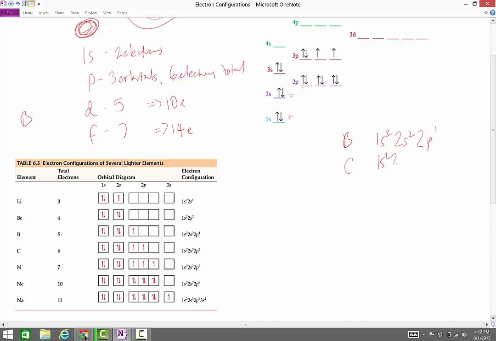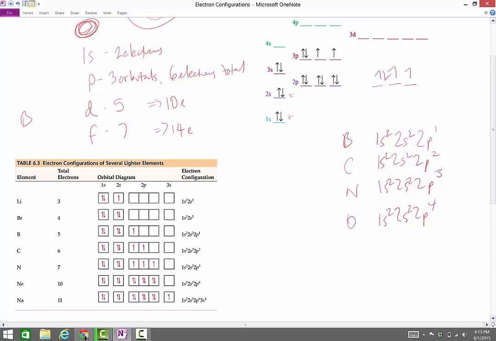So it would just be the same thing, except now I have an extra one in that 2p. Now, when we look at 2p's, if I were to draw this out for the carbon, they're going to fill up individually first before they start doubling up. So nitrogen would be 1s2, 2s2, 2p3. But then oxygen, which is 1s2, 2s2, 2p4, would start doubling up. So you'd have 2 electrons in one of your 2p orbitals there.